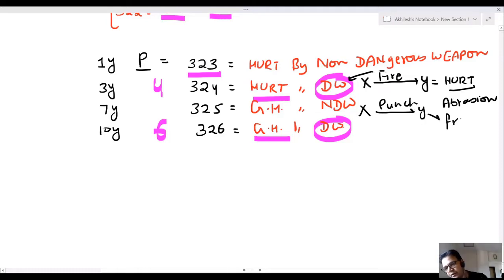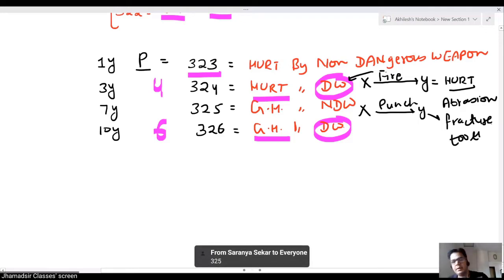Y got fracture of tooth. But sir, punching is not a dangerous weapon. This is fracture of the tooth. It's a grievous hurt by non-dangerous weapon.